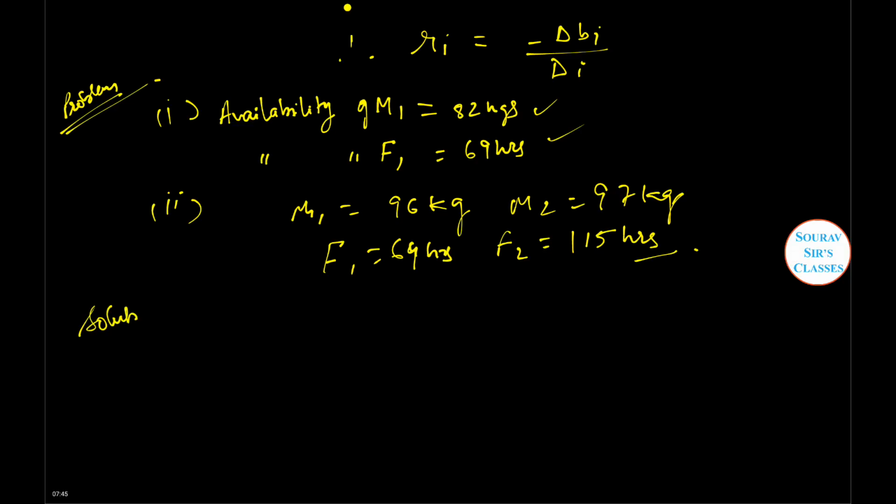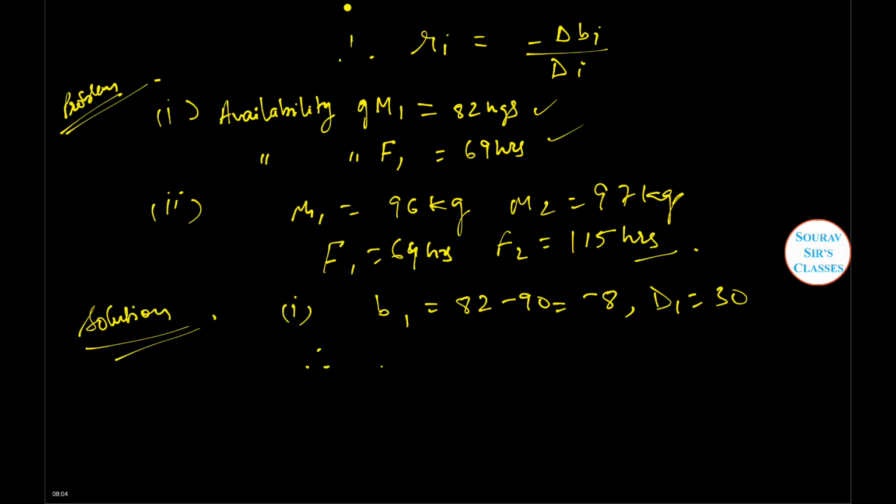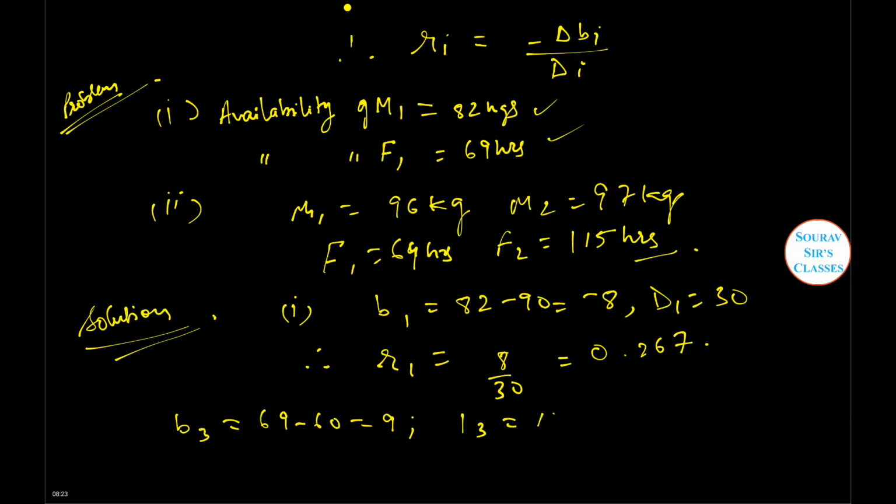Now the solution of the first case. First we will solve the first case where del B1 is equal to 82 minus 90, which is equal to minus 8. D1 is equal to 30. Therefore R1 is equal to 8 by 30, which is equal to 0.267. Now del B3 is equal to 69 minus 60, which is equal to 9. I3 is equal to 150 by 11. Therefore we find that R3 is equal to 9 divided by 150 by 11, that is equivalent to 0.660.